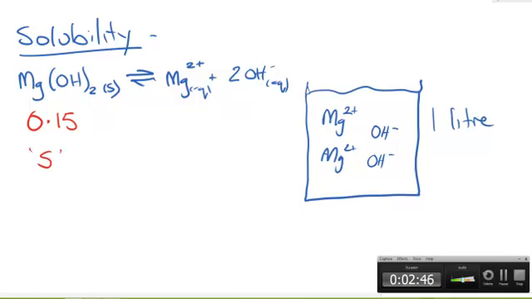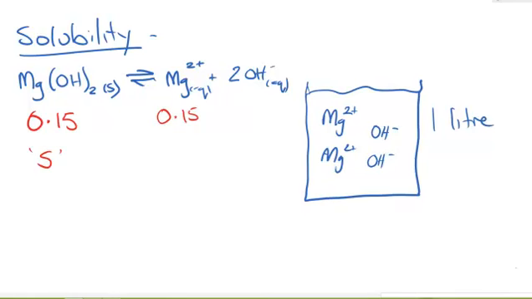Now because of the relationship on the other side of the equation, that means that the concentration of the magnesium ions is going to be 0.15, and that's moles per litre. Solubility also has a concentration, and that's moles per litre as well. Now the hydroxide ion concentration, because there's a 2 there, will be double that, and that'll be 0.3 moles per litre. Okay, so that's how the concentration of these species here is related to S.